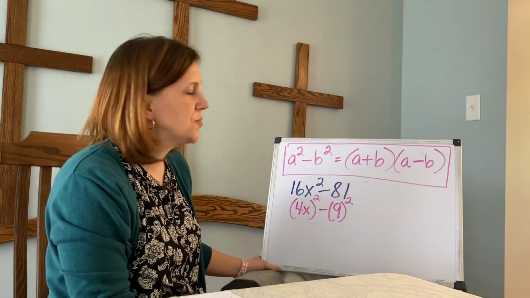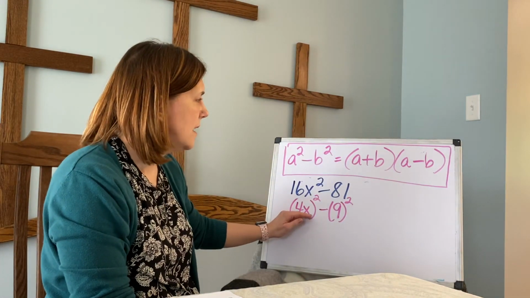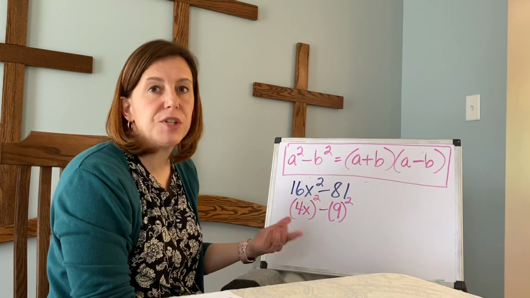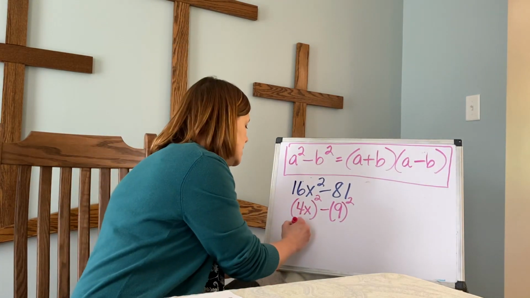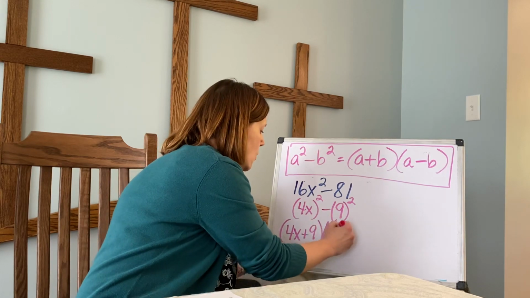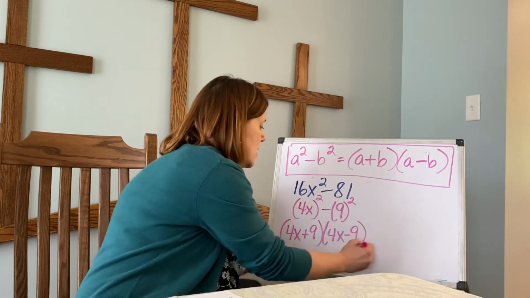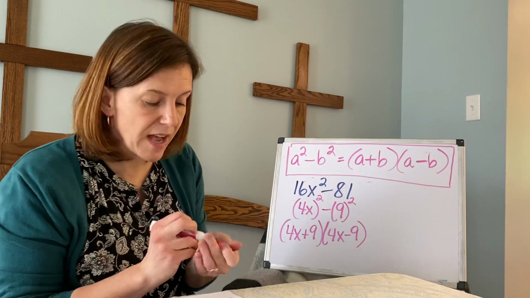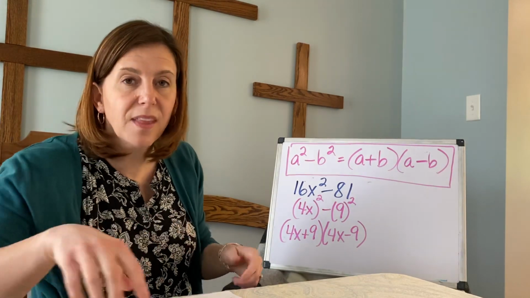Well, if I just use my pattern, I know this is my A and this is my B, so I just need to make two conjugates. One with adding the two parts, one subtracting the two parts. And there I go. There's my factored form there.